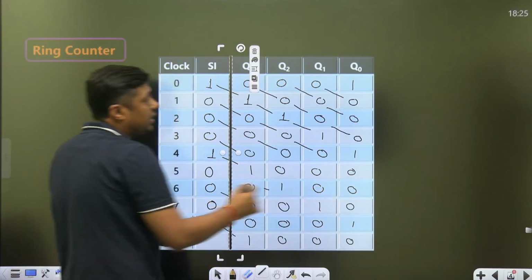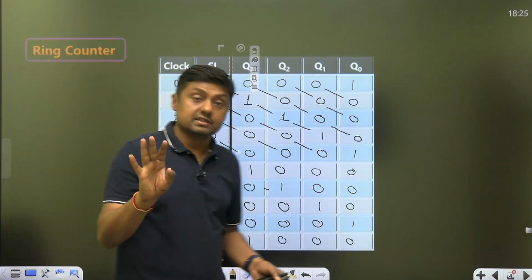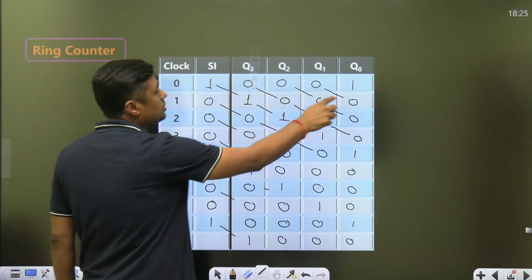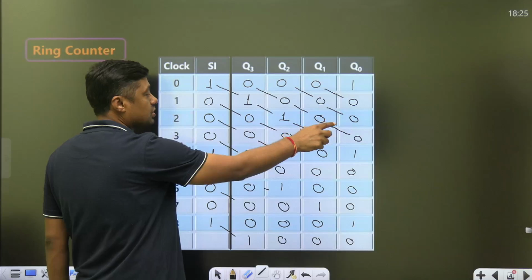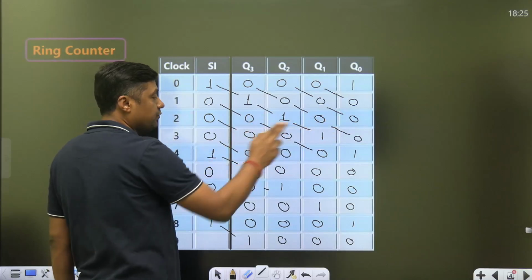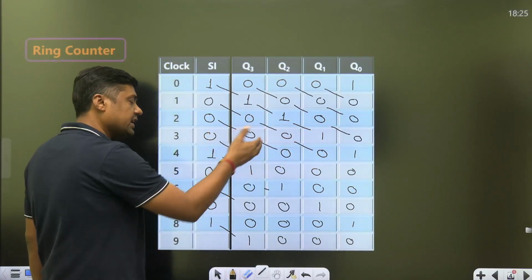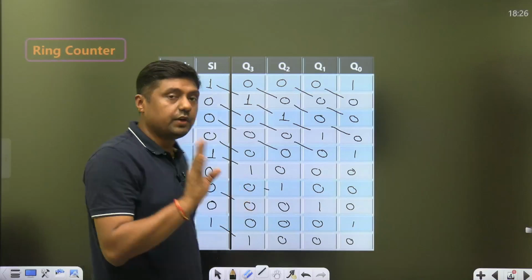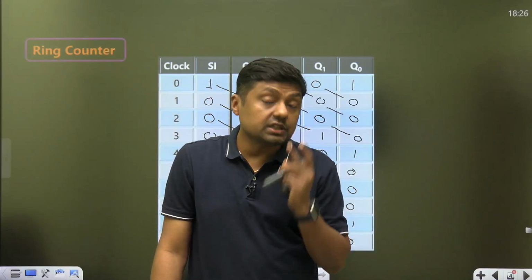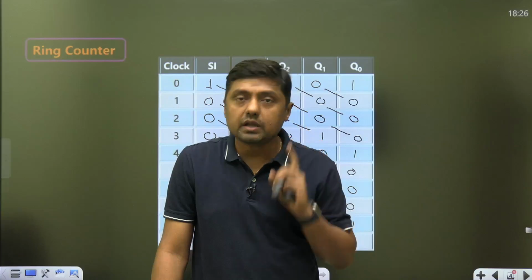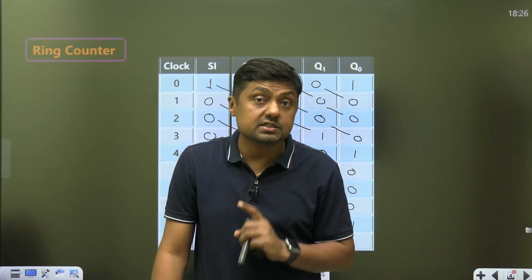Focus on this side. We are having 4 different states. First one is 1, 0, 0, 0. Second one is 0, 1, 0, 0. Third one is 0, 0, 1, 0. Fourth one is 0, 0, 0, 1. We are getting the 4 different states, and then after that there is a repetition. So we are using 4 flip flops, and we are getting 4 different states. If you are using 3 flip flops, then you will get 3 different states. Means if there are n flip flops, then you will get n different states.